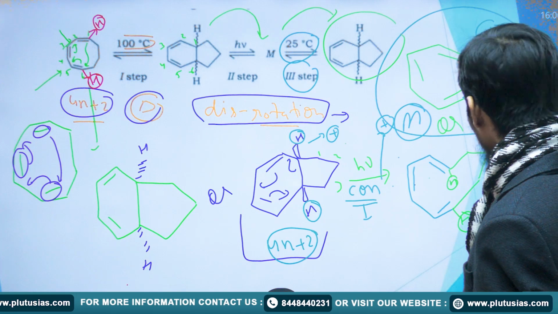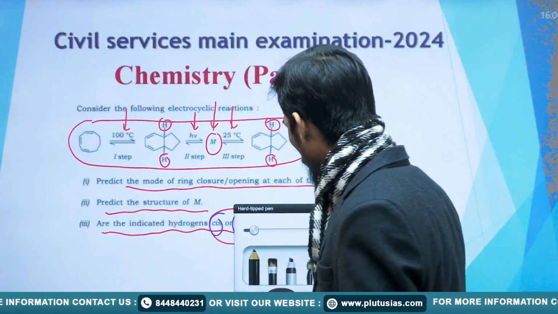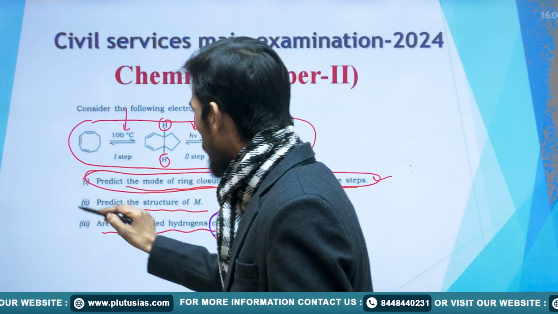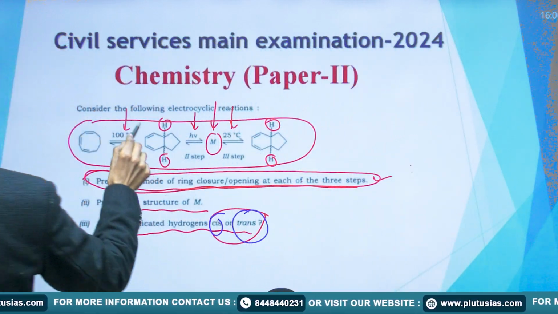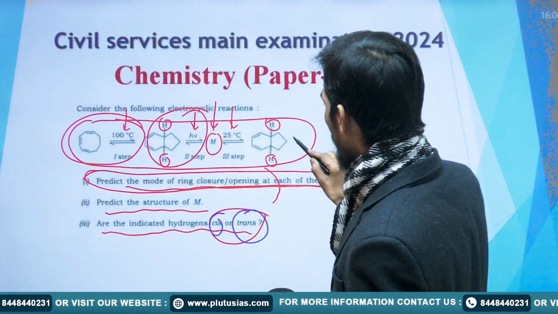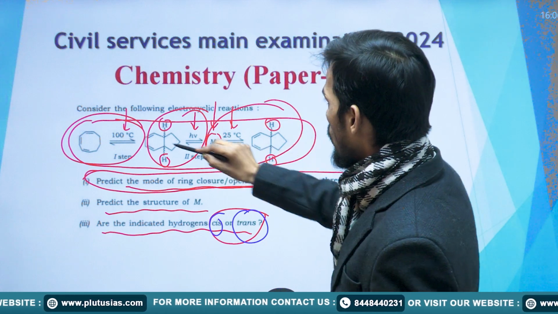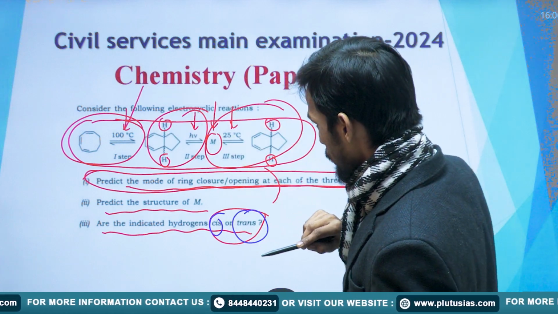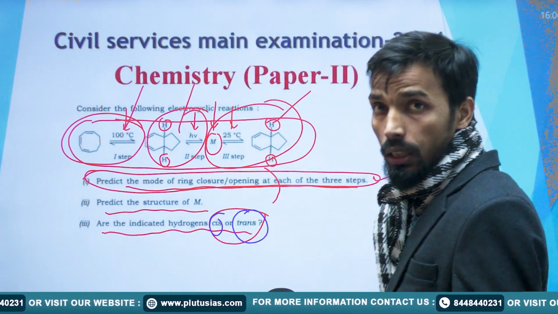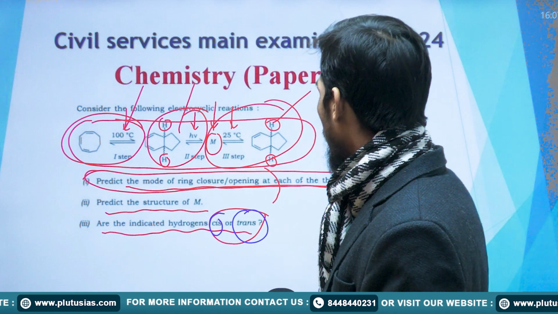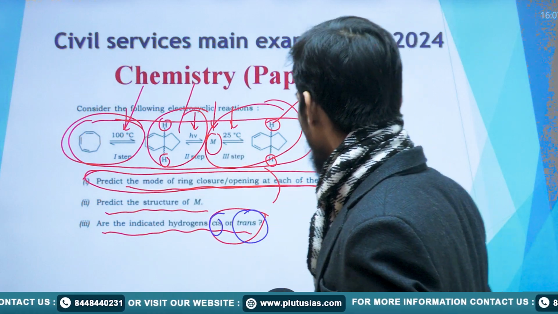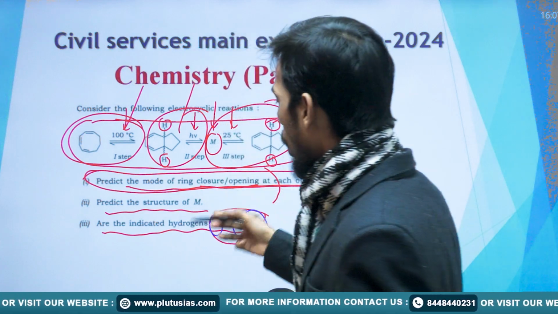So coming back to the question, we can very easily see over here: predict the mode of the ring closure and opening. I have just shown you. This one is 4n plus 2 del, this one is 4n plus 2 h nu con rotation, and again 4n plus 2 del, this rotation. So this one is con, and this one is again this. All these three are 4n plus 2 systems only, with this rotation, con rotation, and again the last this rotation for ring closure and ring opening.